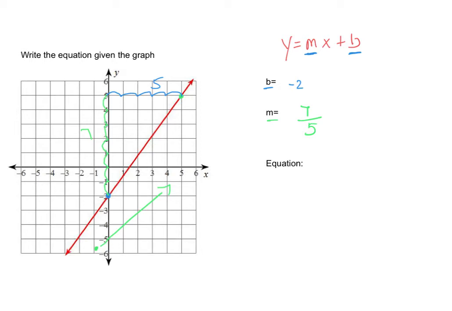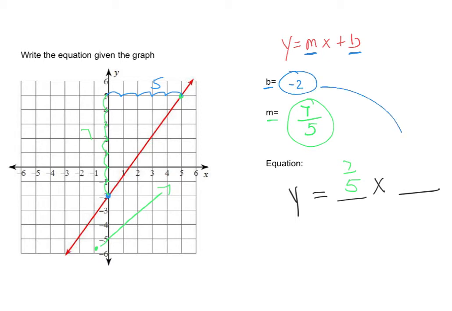So now to write my equation, y equals mx plus b. My m is a positive 7 over 5, and my b is a -2, so -2. My final answer will be y equals 7 over 5 x minus 2.